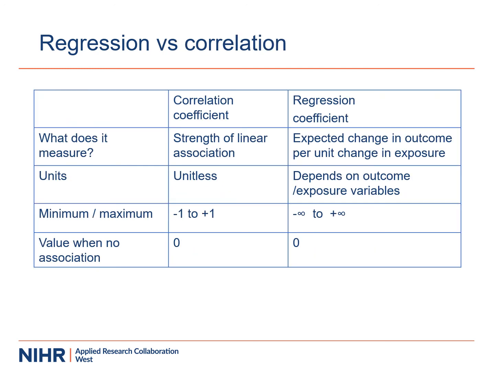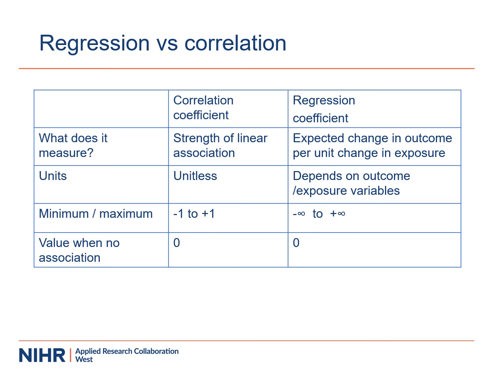So for one final recap, these are the differences between correlation and regression. Correlation measures the strength of a linear association, whereas regression measures the expected change in the outcome per unit change in the exposure. So regression gives you a better idea of what change is happening, whereas correlation coefficients give you an idea of if there is a linear association. The units for correlation coefficients are unitless, whereas for regression it depends on the outcome and exposure variables. In our example, our units were centimeters.